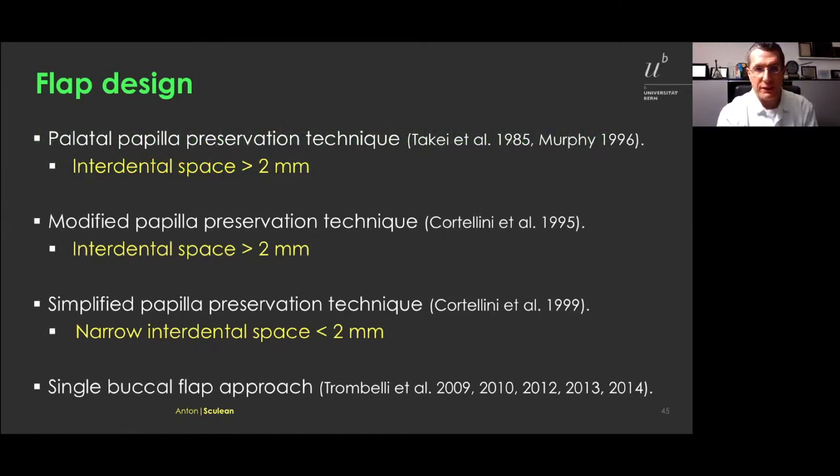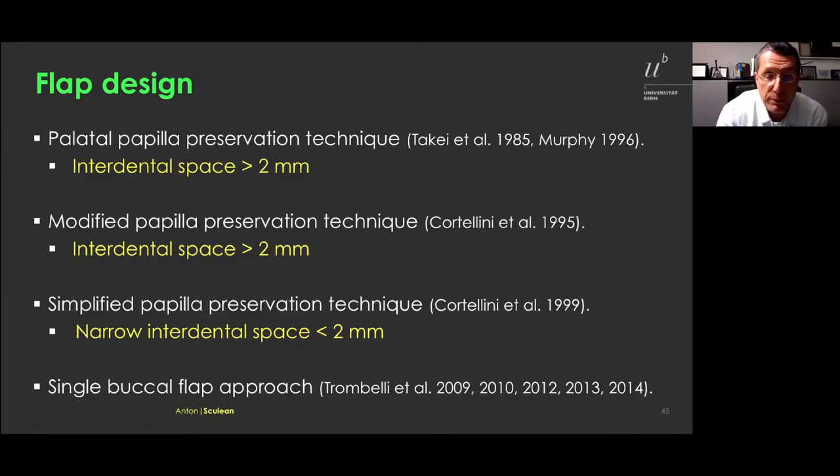That's why nowadays what we aim at is to preserve the integrity of the interdental soft tissues by using different types of flap approaches. And the first who looked at this was Takai. In 1985, he described a classical papilla preservation technique with an incision coming from palatally. This technique was later modified by Kevin Murphy. And then we have the so-called facial incision. This is the modified papilla preservation technique, or the more simplified version where we cut a little bit obliquely.